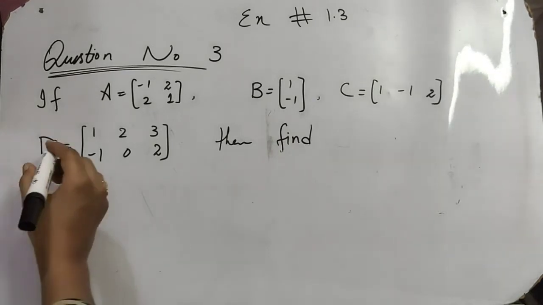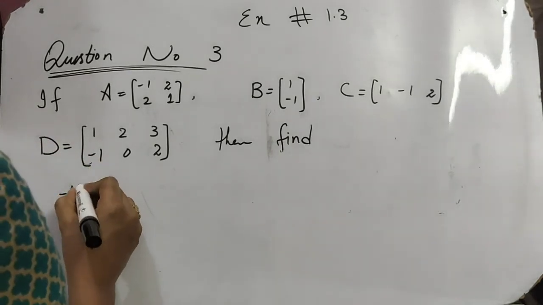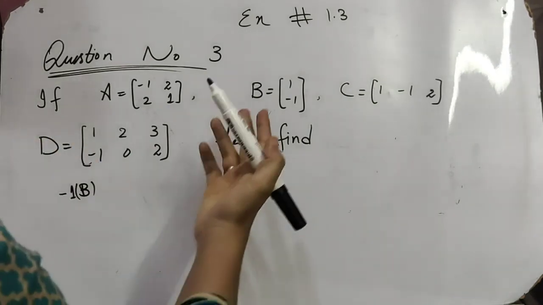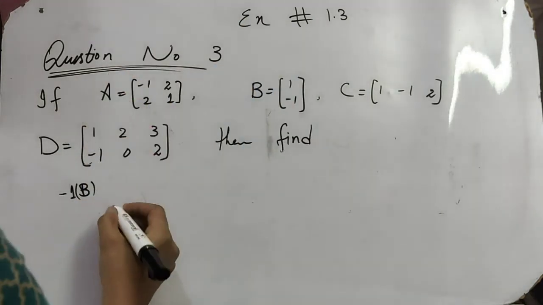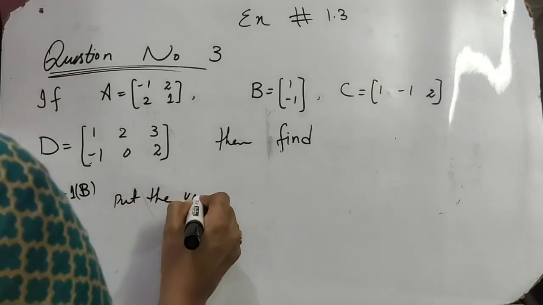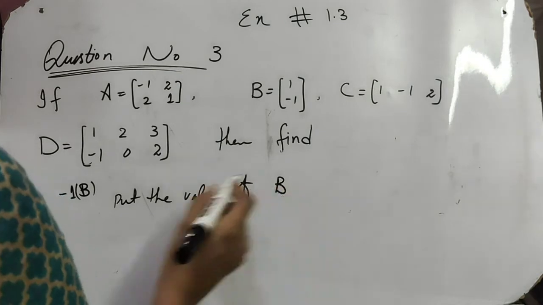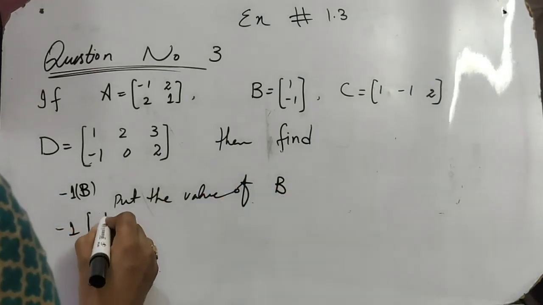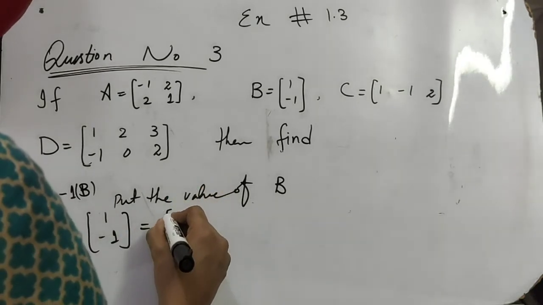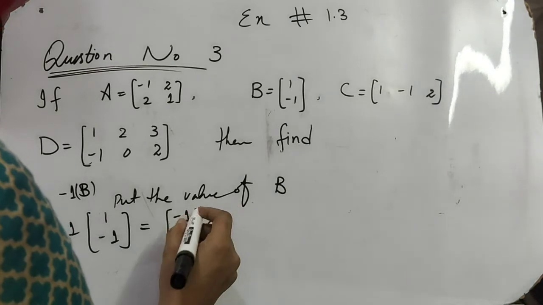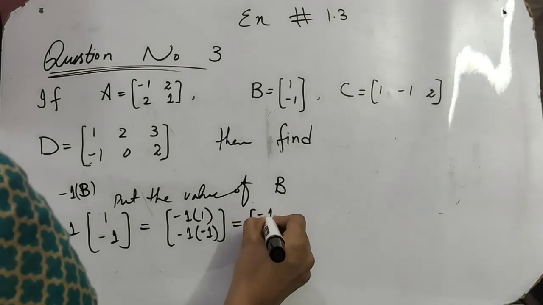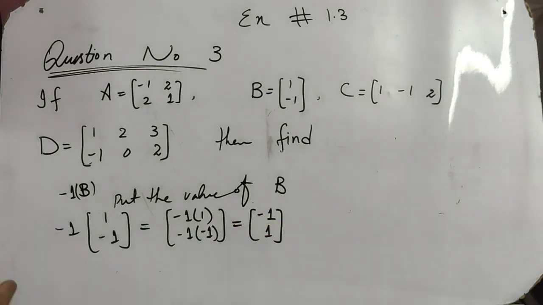The next part is minus 1b. You can say this is the additive inverse of b. Okay, so put the value of b, we get minus 1 into 1 and minus 1, which will be equals to minus 1 into 1, minus 1 into minus 1, which is equals to minus 1 plus 1. This is the answer.